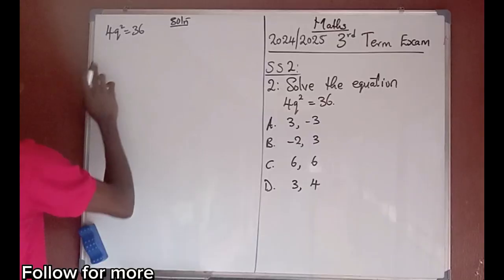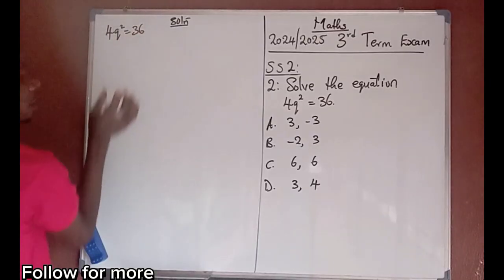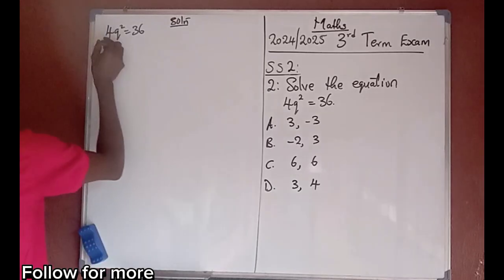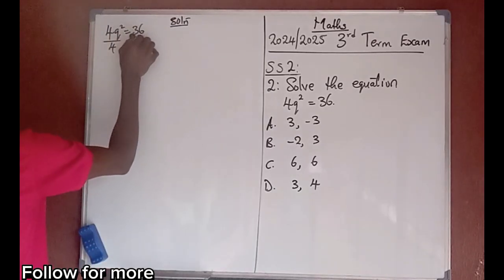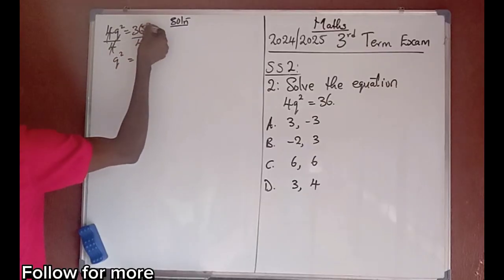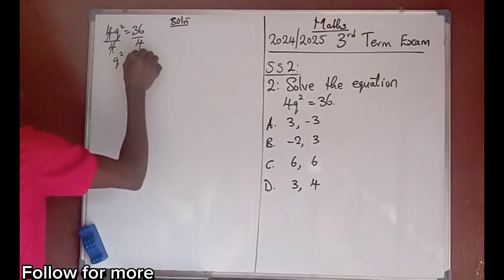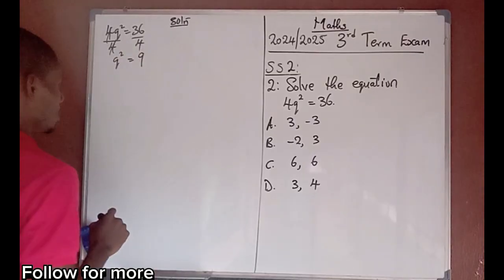Okay, first of all, let me divide both sides by 4 because the two sides are divisible by 4. So if I divide both sides by 4, I'm going to have q squared equals 36 divided by 4. That will give us 9.